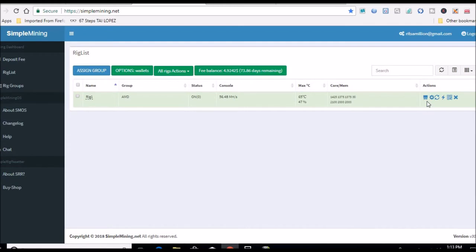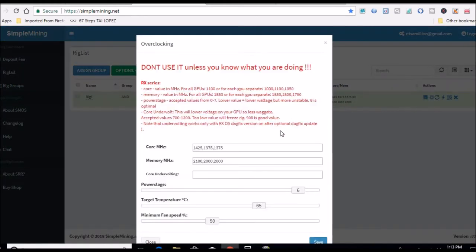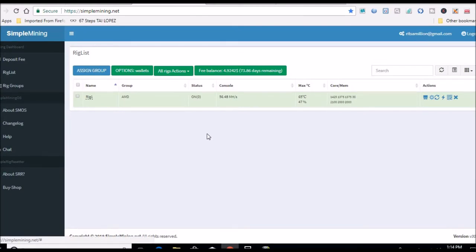So if you look here, these are my overclock settings, 1425 and 2100 for the 570, and both 560s are at 1375 and 2000. So far so good, they seem to be doing all right. Here's the temperatures of each card, looks like they're pretty good, nice and cool so far. So I'm gonna let that run for a while and see if the rig likes it and it stays up and there's no crashes or anything.